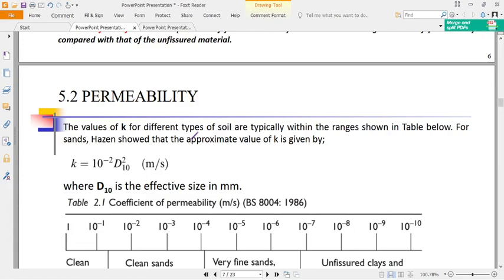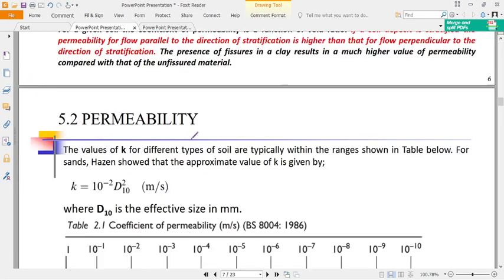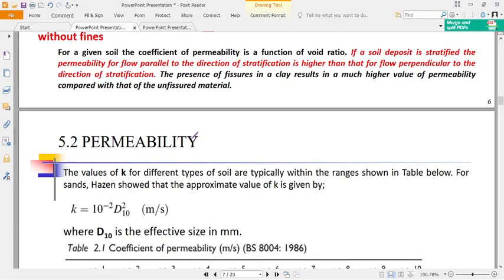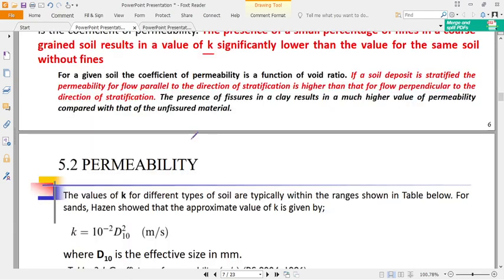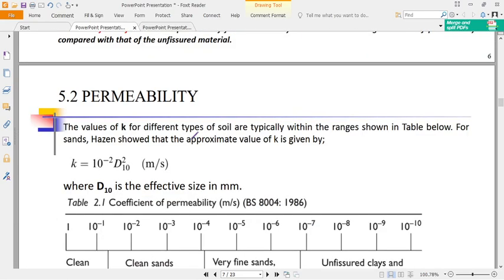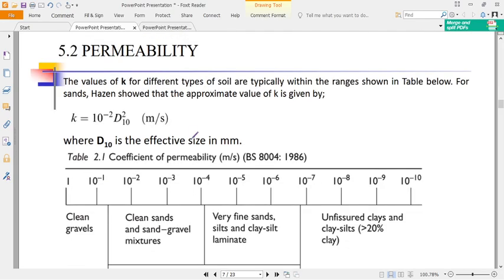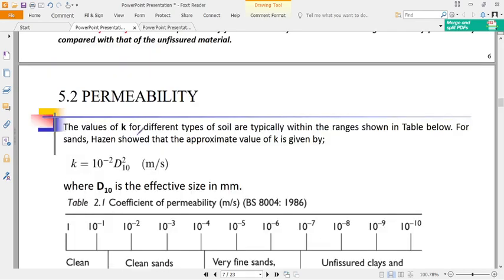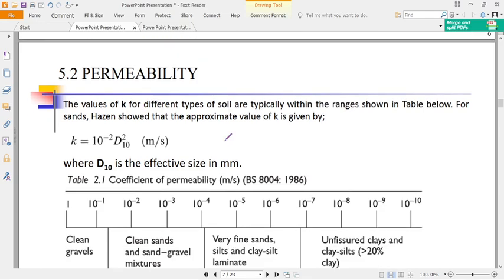So next time we are going to look at how to determine K, permeability. We are going to see briefly, in our next discussion, how we determine K. Before we go, we can look at the first part of it. The values of K for different types of soil are typically within the range shown in the table below.